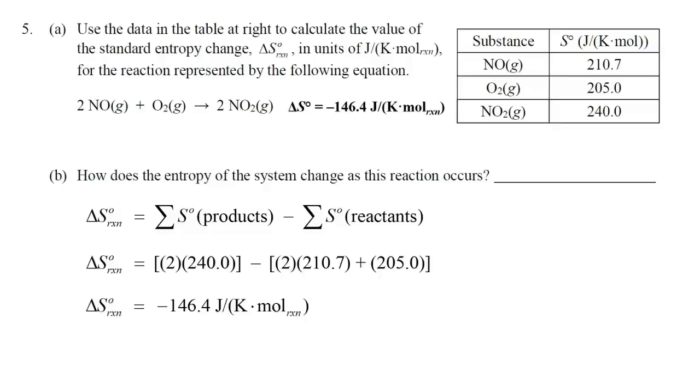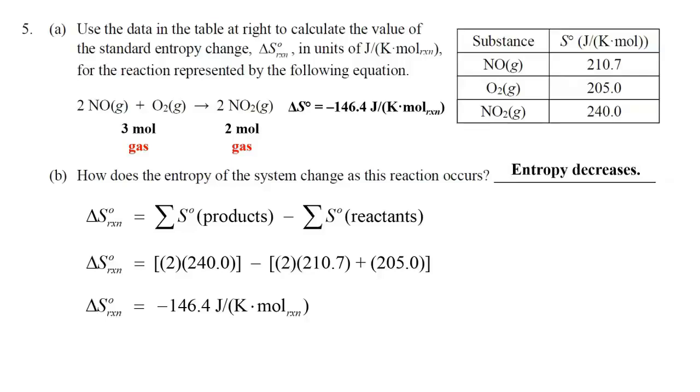Even if you hadn't done the calculation, you might anticipate there's going to be a decrease in entropy. So we start with 3 moles of gas for the reactants, and we end with 2 moles of gas for the products. So part B, how does the entropy of the system change as this reaction occurs? The entropy decreases. So when you see a negative value for delta S for a process or a chemical reaction, then the entropy decreases.